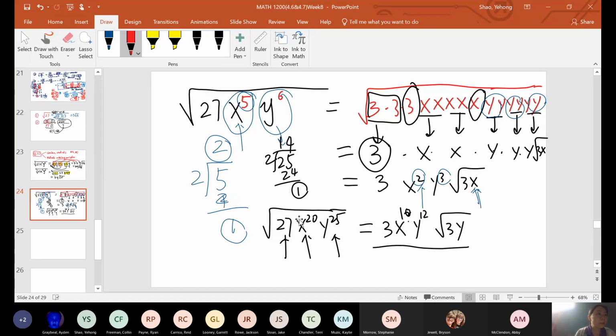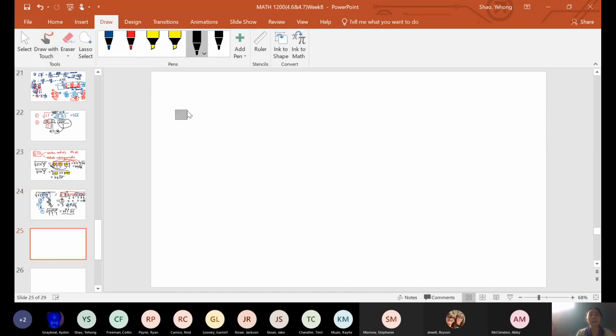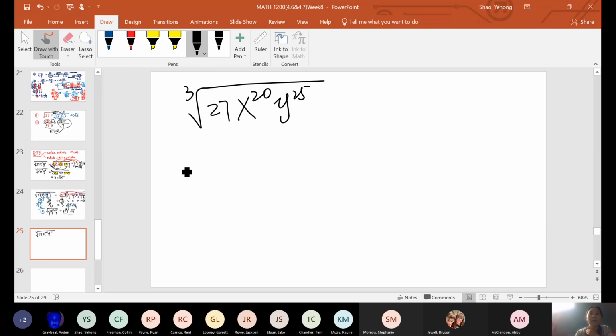Okay, now similarly, what if I want you to do the cube root? We can do the same thing here, but we change it to the cube root of 27, X to the 20th, Y to the 25th. Remember this time we need 3 copies to get them out of the cube root. First of all, the cube root of 27 is going to be 3.